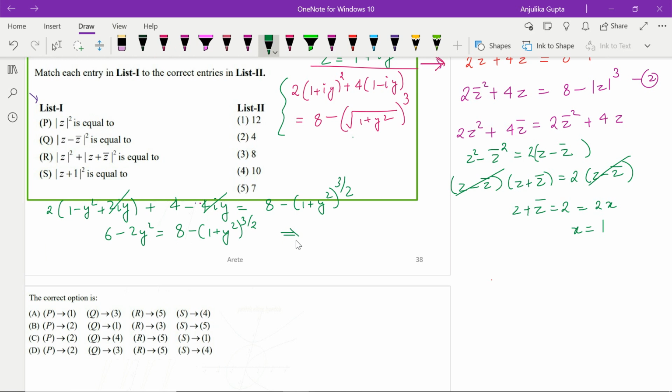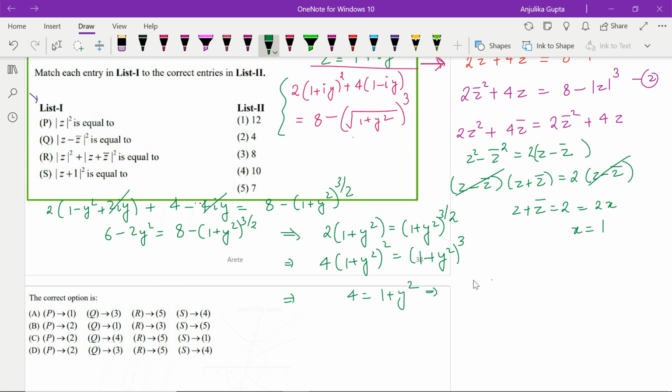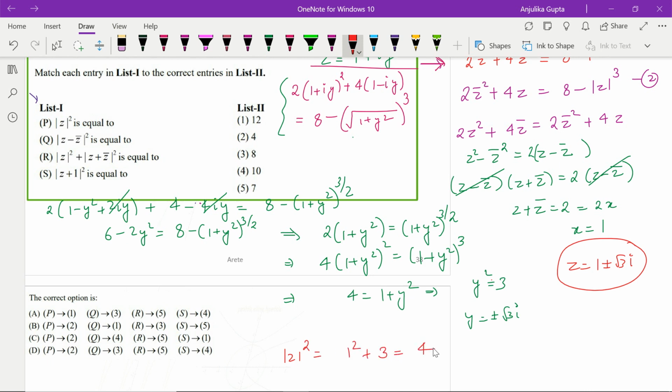A little bit more simplification leads you to, let's square on both sides. 1 plus y square is not 0, so we end up getting this value, and hence we get y square to be 3. We get a complex number z which is 1 plus minus root 3 i. Now whatever the question is, we can easily answer. Modulus of z square would be 1 square plus root 3 square, that is 4. So P matches to 4.